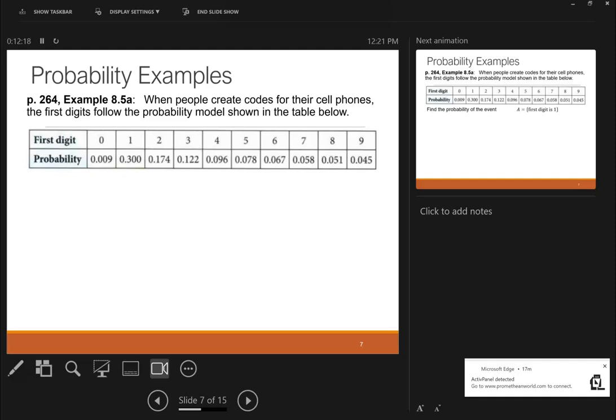Let's look at an example here to illustrate this. When people create codes for their cell phones, the first digits follow the probability model shown in the table below. Just as a side, which number do you notice is the most common first digit for their cell phone passcode? It's the number 1, right? Why do you think that is? If we were going to psychoanalyze people, why do you think 1 is the most common first digit for a cell phone passcode?